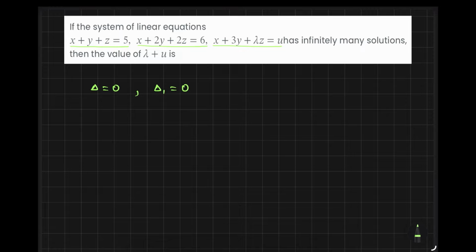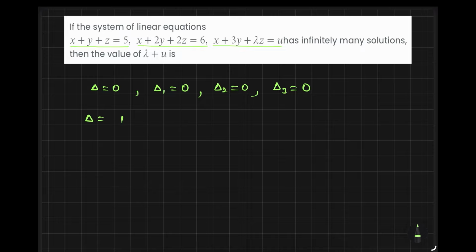D1 equals 0. Sometimes you can use D2 equals 0, D3 equals 0 as well, okay. Otherwise, in the majority of cases, this will help you a lot, okay. Now look at this. First I'll talk about D.